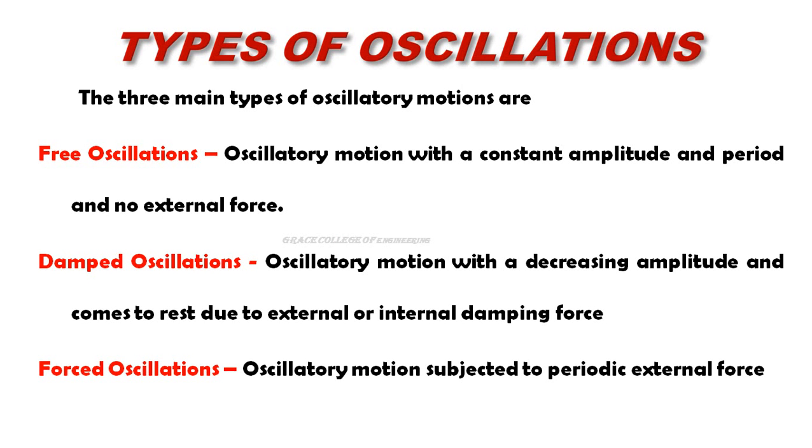Then types of oscillations. There are three main types of oscillatory motion. One is free oscillations, another one is damped, and another one is called forced oscillations. Oscillatory motion with a constant amplitude and period and no external force, we used to call it free oscillations. Damped means the amplitude will decrease and, due to the internal damping force, it comes to rest. That we used to call damped oscillation. If you are giving any external force, then only the oscillation will occur, and we used to call it forced oscillations.